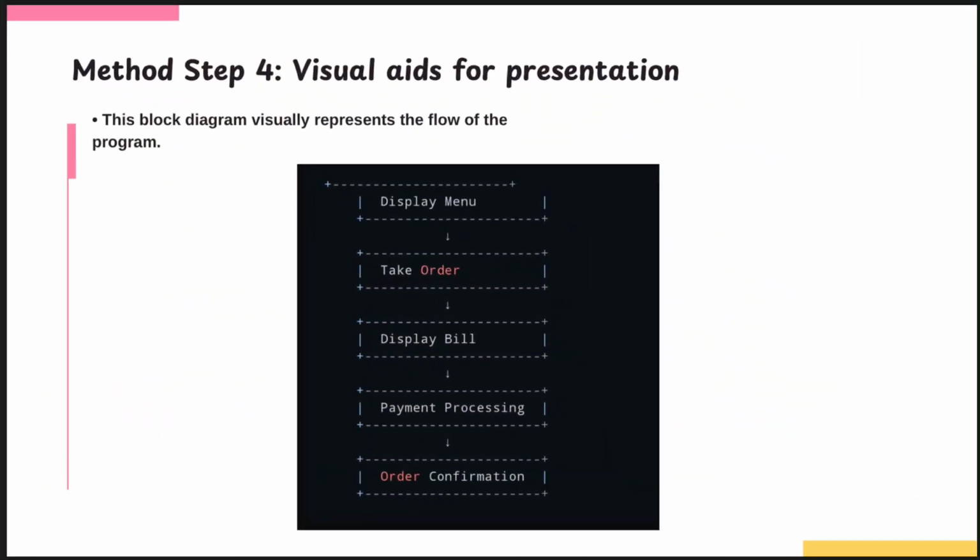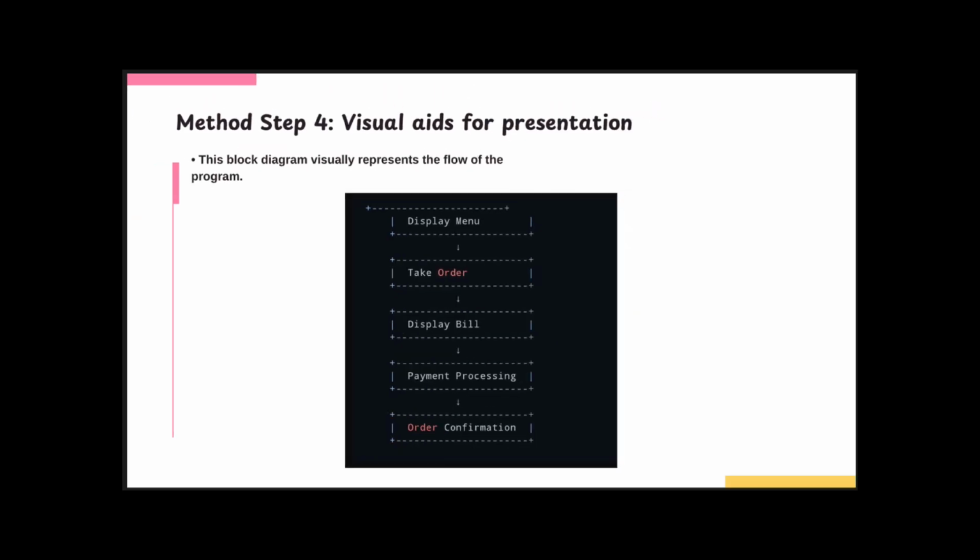And this method step 4 is the last. That is visual aids for presentation. This block diagram represents the flow of the program. First, it starts with display menu, and then take order, display bill, payment processing, and lastly order confirmation.